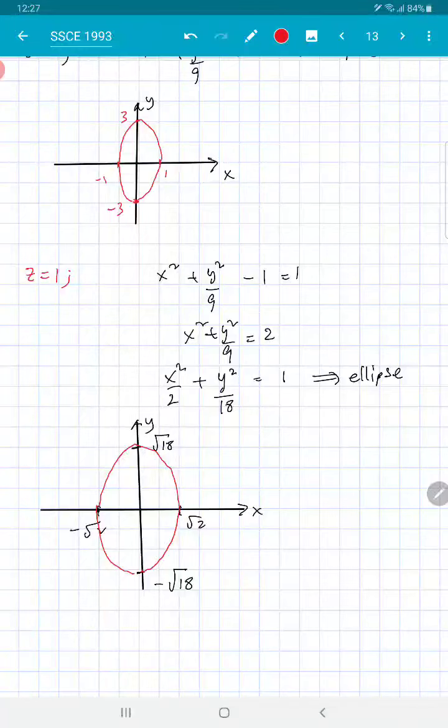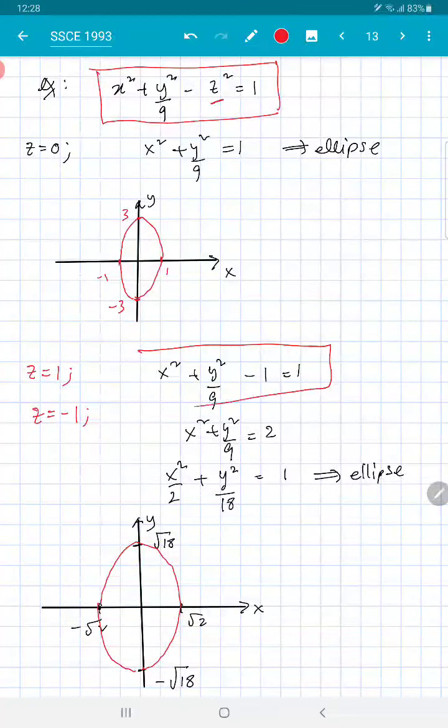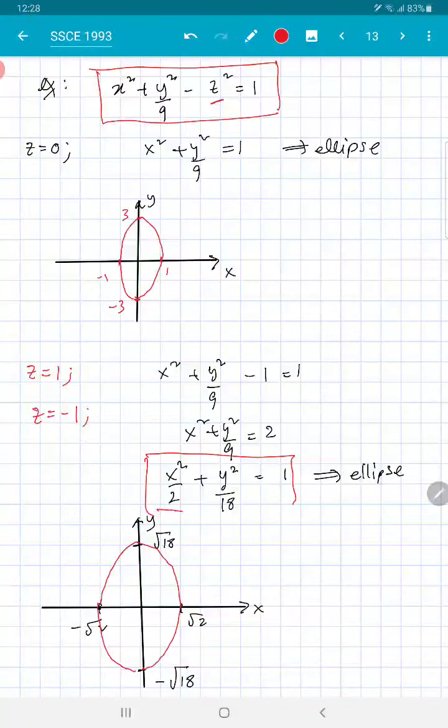We can also pick z equals -1, because when you square a negative value, you get a positive. So this is the equation that we want to sketch. When we replace z with -1, we end up with the same equation as when z is 1. So the equation is an ellipse as well. We have the same size ellipse for z equals 1 and z equals -1.